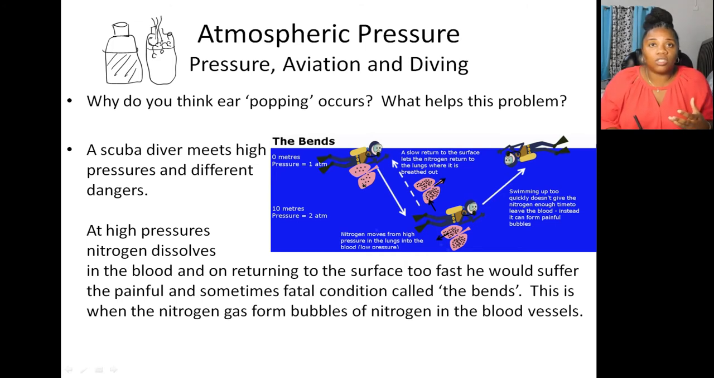And so the nitrogen now comes out and gets in the blood, and it can cause little air pockets in your arteries and stuff like that. And it goes between your joints and all that, causes the bends. You could die from it, right? So it's the high pressure nitrogen that dissolves in the blood, and on return to the surface too fast, the diver would suffer the painful and sometimes fatal condition called the bends. And this is when the nitrogen gas forms bubbles of nitrogen in the blood vessels, right? So you want to be careful about that.